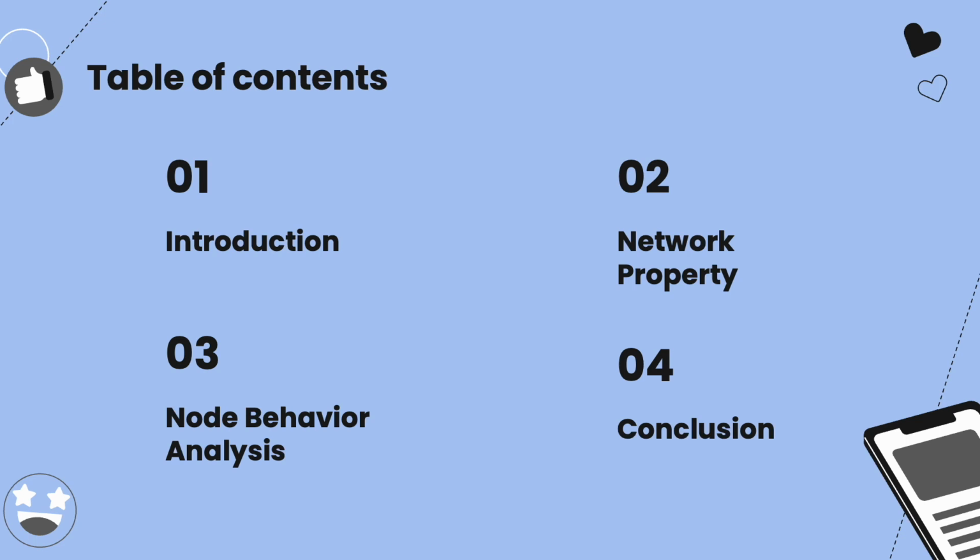Our presentation contains 4 parts. The first one is the introduction, the second one is the network property, and the third one is node behavior analysis, and the last one is conclusion.